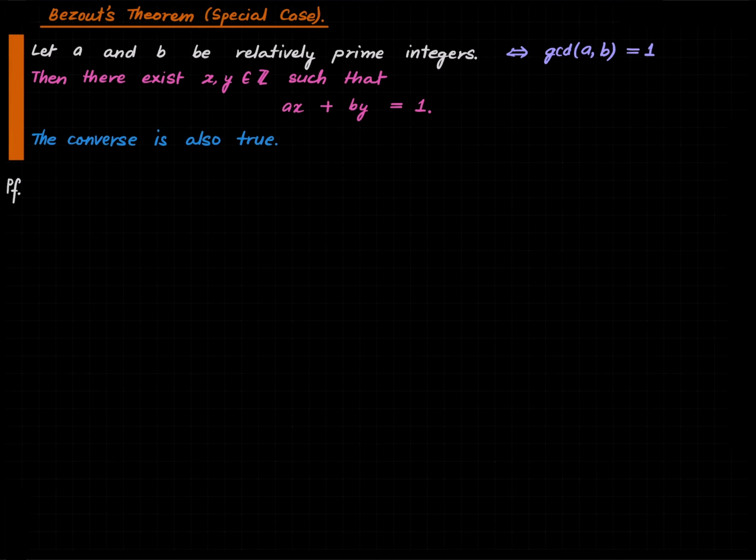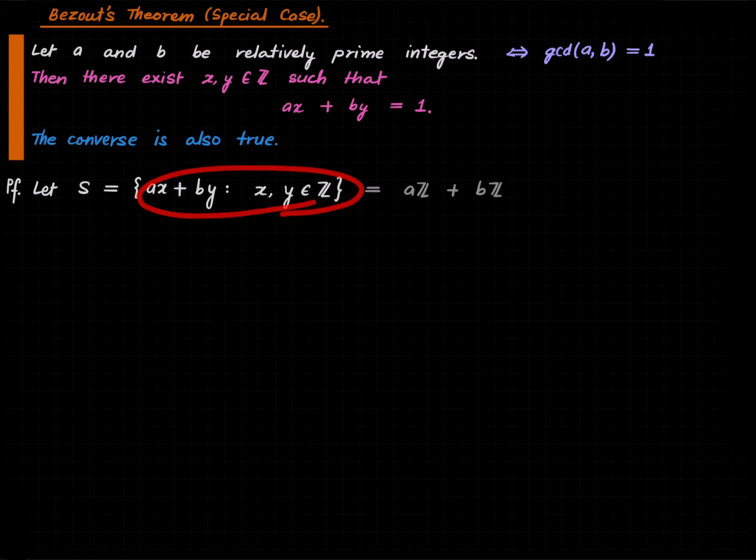So define the set S as all the numbers that are of this form, where x and y are integers. And I could have written this set as follows. That's a very nice way of writing the same thing. Anyway, that's just a notation for this. Okay, so this is a set, and here is the main observation.